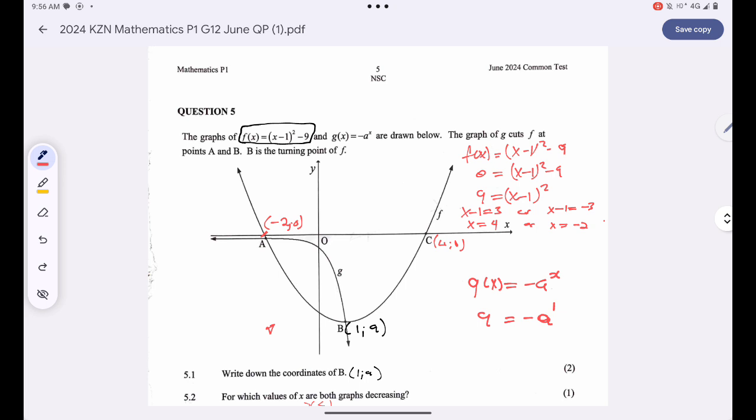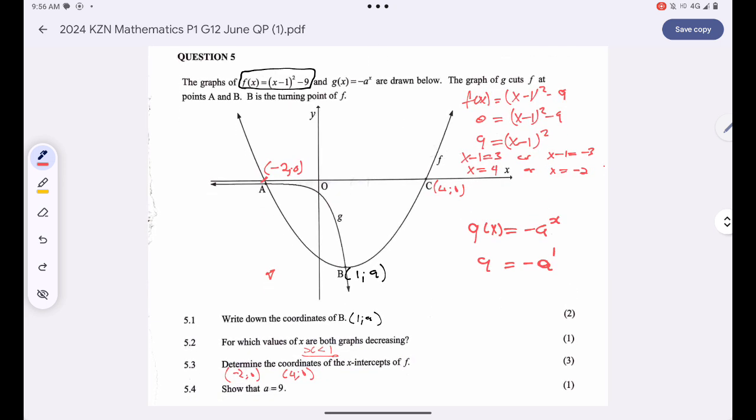Are you together? If and only if x is equal to 1. So this simply means that negative a is equal to 9. Remember that, guys, a cannot be negative. Are you together? It simply means that there are two terms over there.